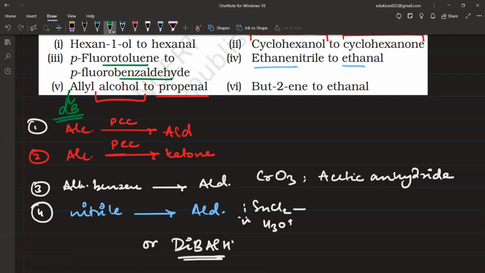Allyl alcohol is going to have a double bond. The structure is going to be something like this: 1, 2, 3, and then you have OH. This is allyl alcohol. You don't want to disturb this double bond. That is why we are always going to use this one, especially.